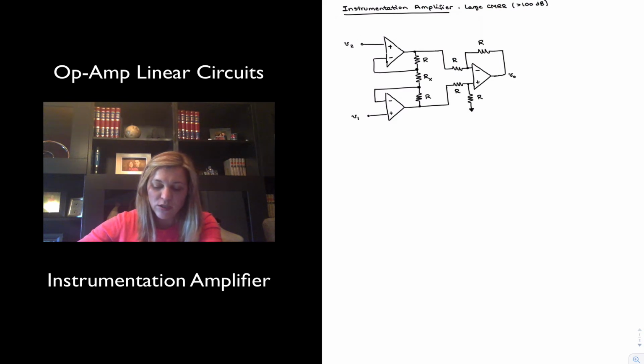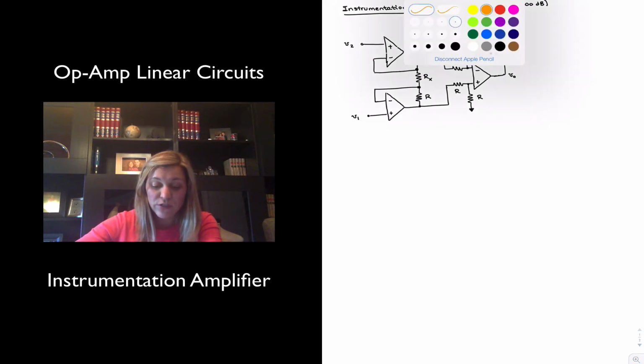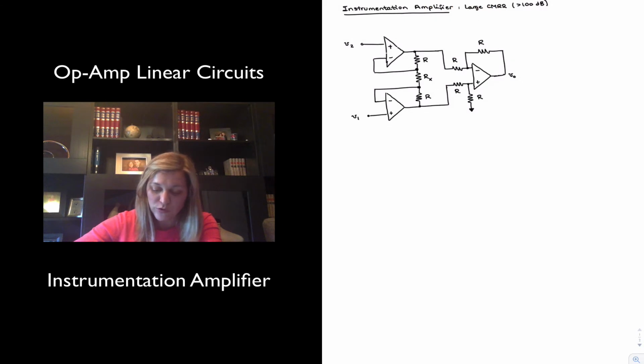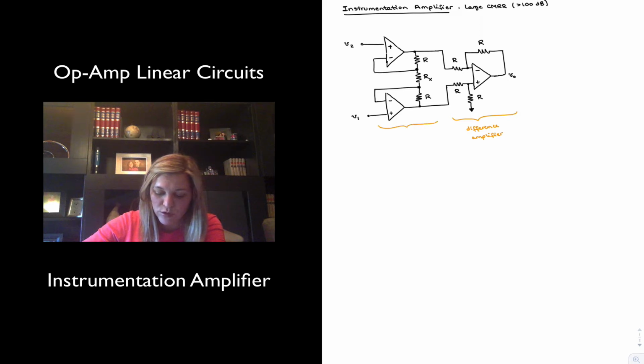As we can see, it is comprised of a differential amplifier. That's the second portion of the circuit. So this is just the standard difference amplifier with a gain of 1. And another 2 op-amps at the input that are configured as input buffers. So we could consider this the input buffer stage.